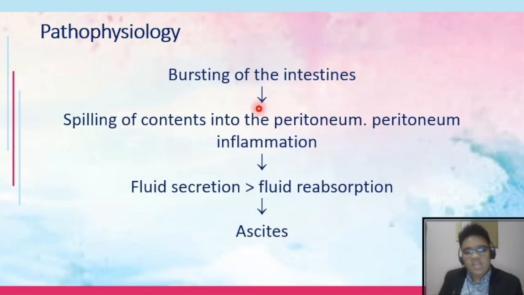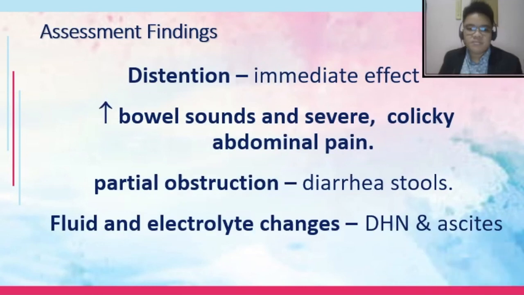Now, in the long run, if this process is not halted, the intestines may burst because of over-distension. That would lead to the spilling of contents into the peritoneum. The peritoneum would again be inflamed, and the peritoneum secretes a lot more fluid than it can reabsorb, aggravating your ascites and fluid accumulation in the abdomen. So what are the assessment findings?